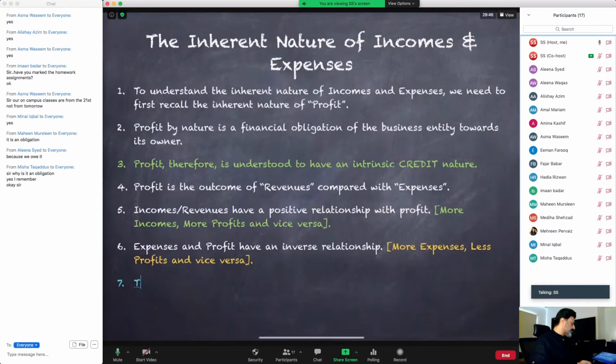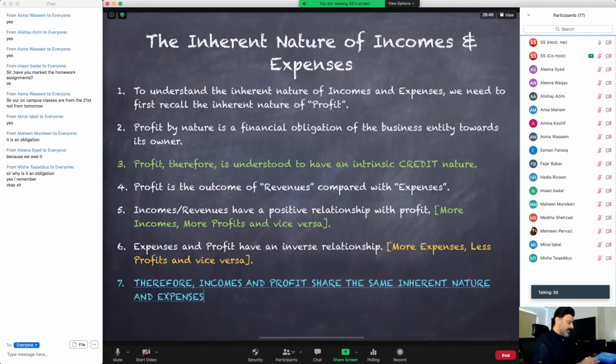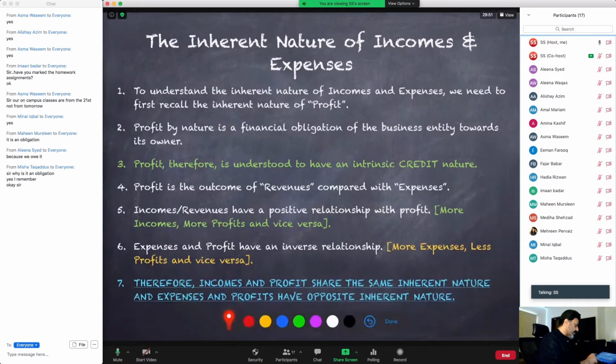So finally, in conclusion, we could say that incomes and profits share the same inherent nature, since they have a positive relationship. So incomes and profit bear the same intrinsic nature, and that was credit. There is a conceptual explanation for that too, but we will discuss that when we move to our discussion on the accruals principle later on. For now, the mathematical understanding will suffice.